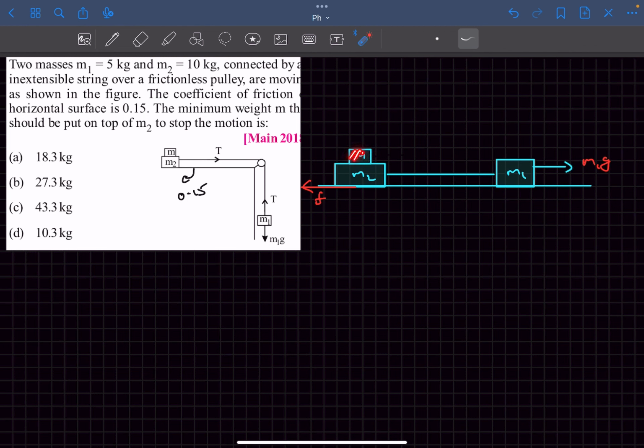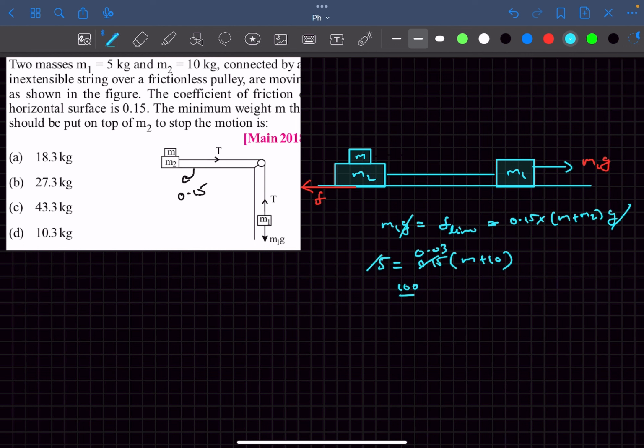So now try to feel this problem. As we increase this mass M, the normal reaction from the ground will increase and the limiting value of this force will increase. And if it increases to a point where it will just be equal to M1G, then our job is done. So that is exactly what we'll be doing. M1G has to be equal to the limiting friction, which we know is equal to mu, which is 0.15, times the normal reaction, which is M plus M2. So this will be 100 divided by 3 minus 10, which comes out to be 23.33 kgs.